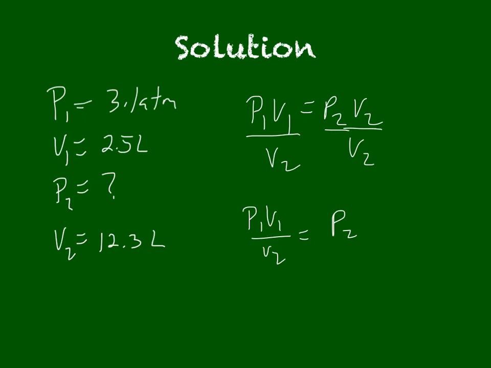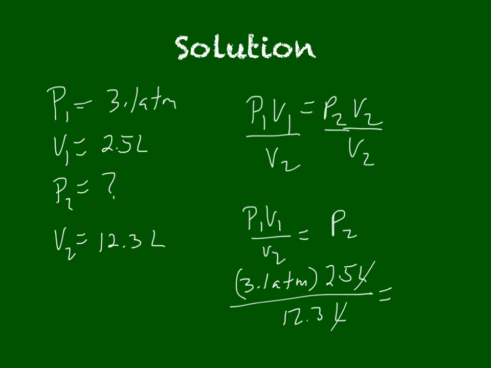And when I plug in all those numbers, I can see from a unit analysis that my liters will cancel, and I'm left with atmospheres, and the answer will be 0.63 atmospheres with two significant figures. Does this make sense? Well, as pressure goes up, volume goes down. That means that as volume goes up, which volume went up, the pressure must go down. And 3.1 is certainly bigger than the 0.63 of our new pressure.